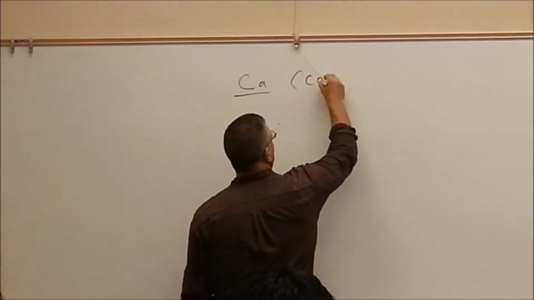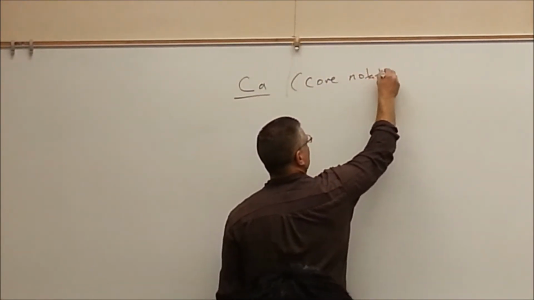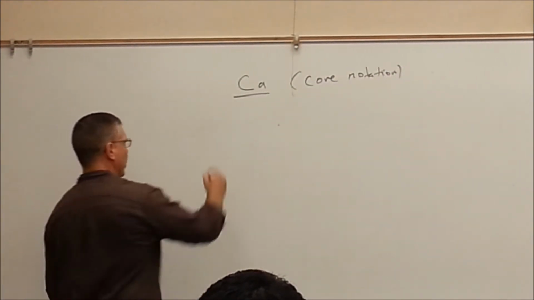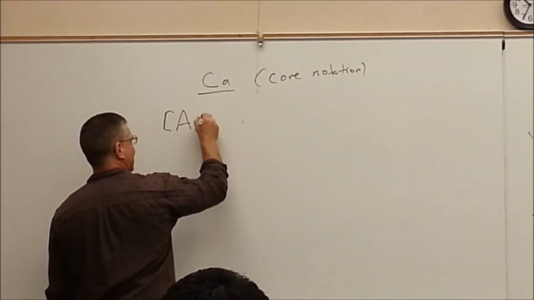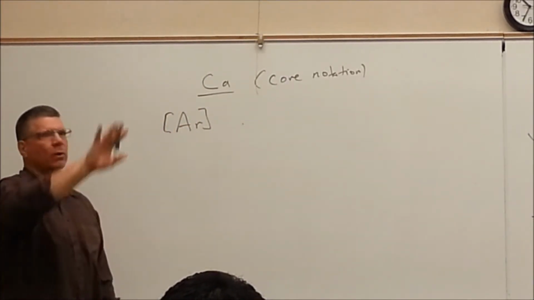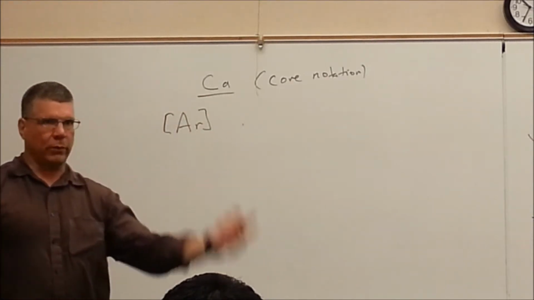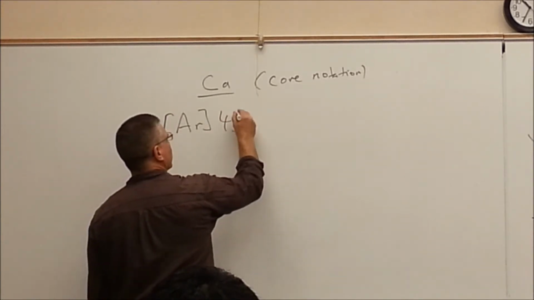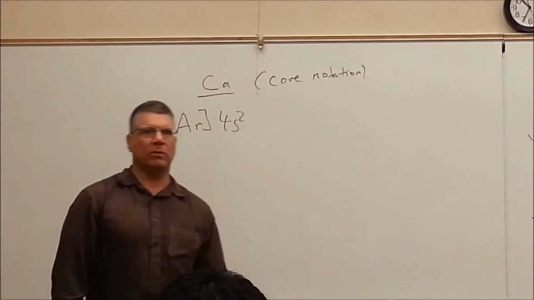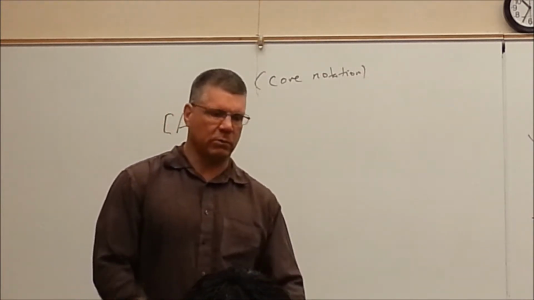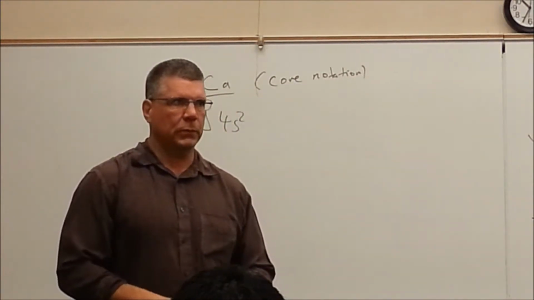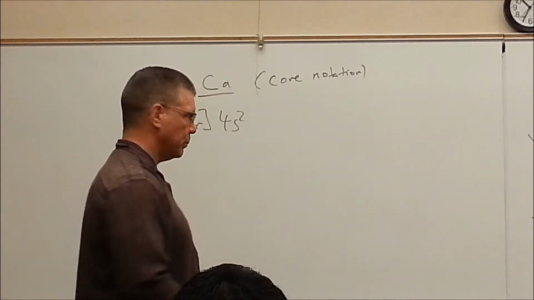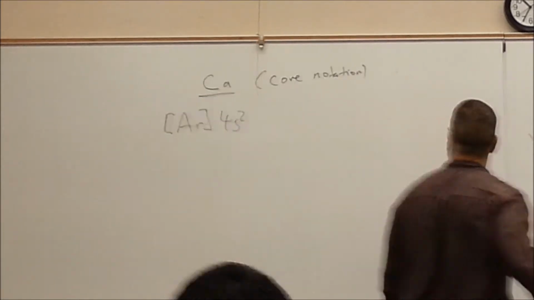So the first thing is to find the previous noble gas, which would be what? So we write argon in brackets, and remember, that means all those electrons through argon. And then, what do we have to do? 4s2. That's the electron configuration using core notation or noble gas notation for calcium. So let's do a few transition elements for electron configuration. Let's do some core notation.